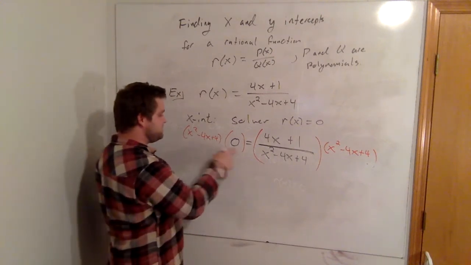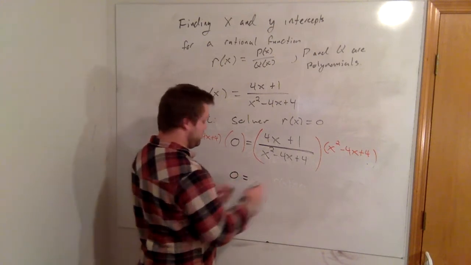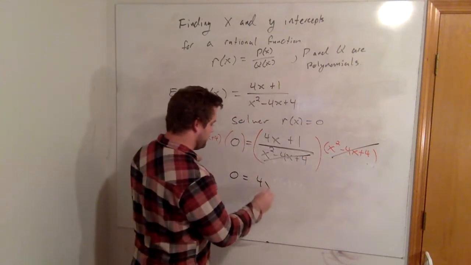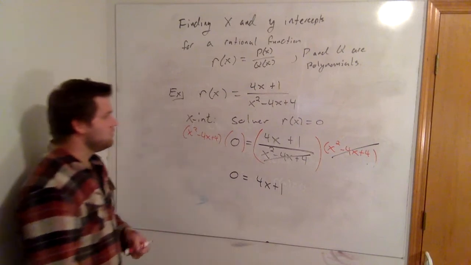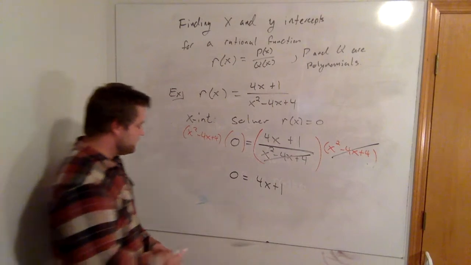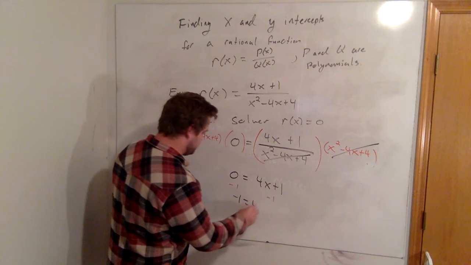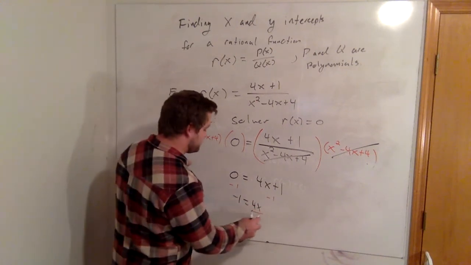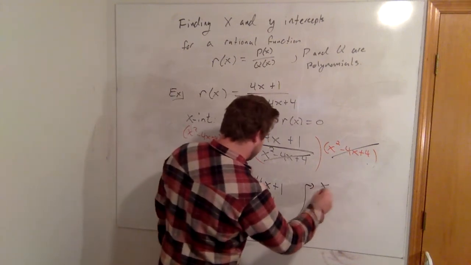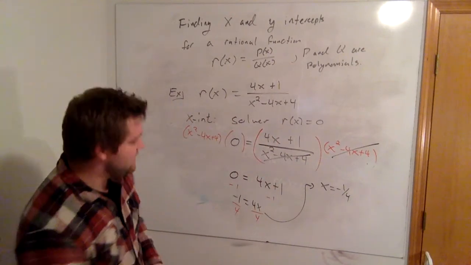Okay, so on the left-hand side, 0 times anything is 0. So I get 0 is going to be equal to, well, what happens here is these cancel out. So I'm just left with 4x plus 1. And now what we can do here is we can go ahead and solve this. So let's go ahead and subtract 1 from both sides. So I'm going to get that negative 1 is equal to 4x. How about I divide both sides by 4? Dividing both sides by 4, what we get here is that x is equal to negative 1/4. So it looks like we have one x-intercept, and it's at negative 1/4.